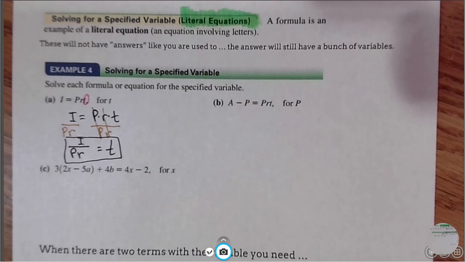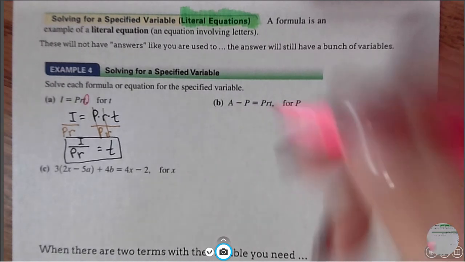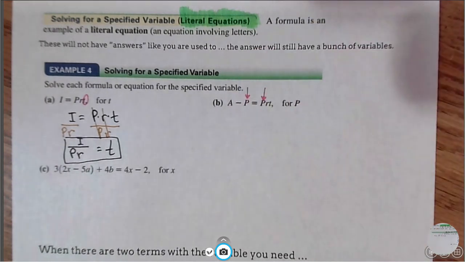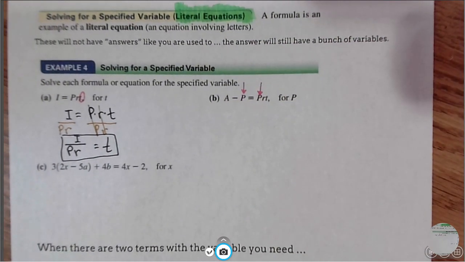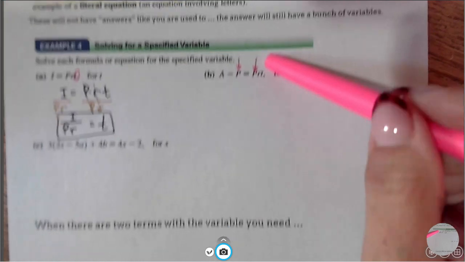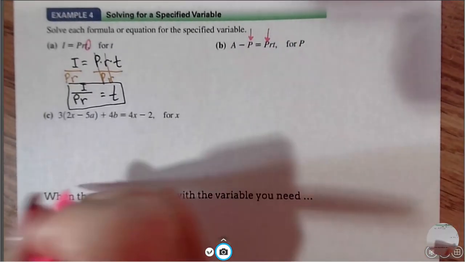Let's look at letter B. On letter B, we are supposed to be solving for p. Here's the problem. There are two terms with that variable that we need. So in this one, we're going to have a specific strategy that I'm going to share with you right down here.